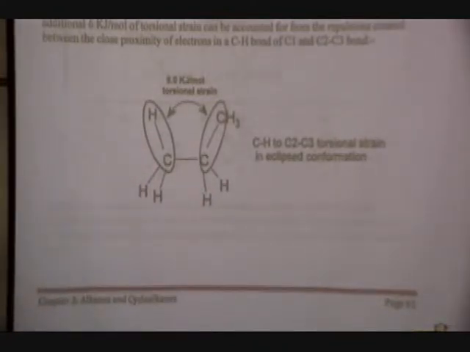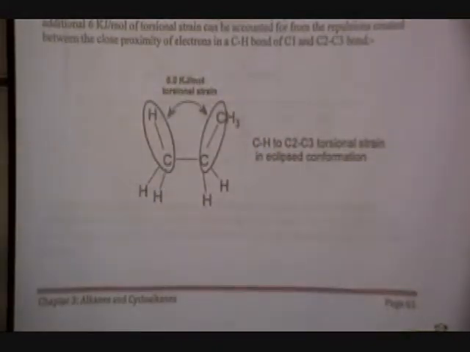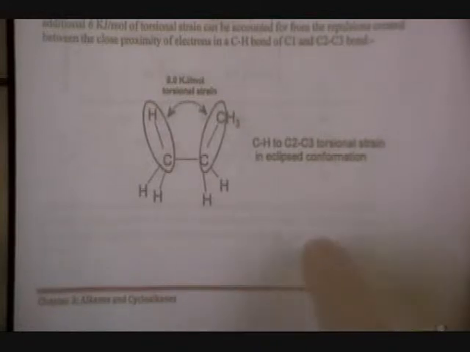Don't forget, when you're building your models, you're using the shorter stems for carbon to carbon single bonds. The longer stems are used in pairs for the carbon to carbon double bonds. So there's our second kind of strain energy.